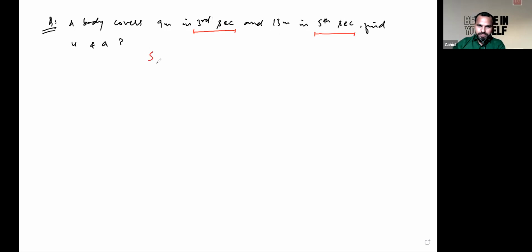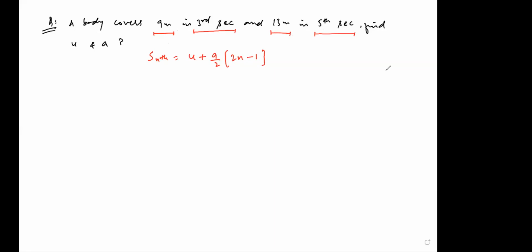So you will use S nth is equal to U plus A over 2 times 2n minus 1. In the first part, we have 9 meter as S and n is 3. So you will get the first equation. Similarly, for the second part, S nth is 13 and n is 5. So you get the second equation. On solving these two equations, you get U and A. Is it clear? Yes, sir. Okay, try to solve.